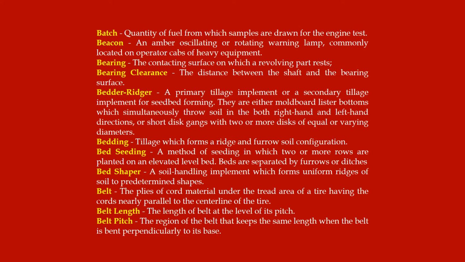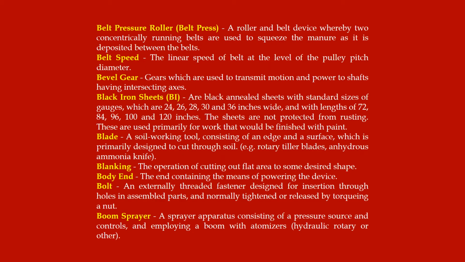Belt length. The length of belt at the level of its pitch. Belt pitch. The region of the belt that keeps the same length when the belt is bent perpendicularly to its base. Belt pressure roller or belt press. A roller and belt device whereby two concentrically running belts are used to squeeze the manure as it is deposited between the belts. Belt speed. The linear speed of belt at the level of the pulley pitch diameter. Bevel gear. Gears which are used to transmit motion and power to shafts having intersecting axes.